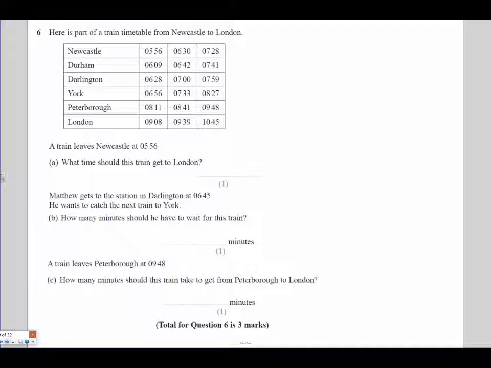Question 6. Here is part of a train timetable from Newcastle to London. The train leaves at 05:56. What time should this train get to London? So this is a question of reading a table. So the train we're interested in leaves Newcastle at 05:56 and we're going to London, so it arrives in London at 09:08.